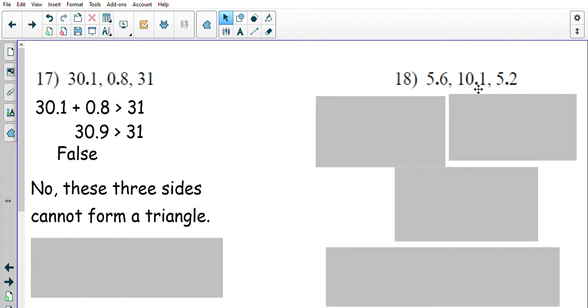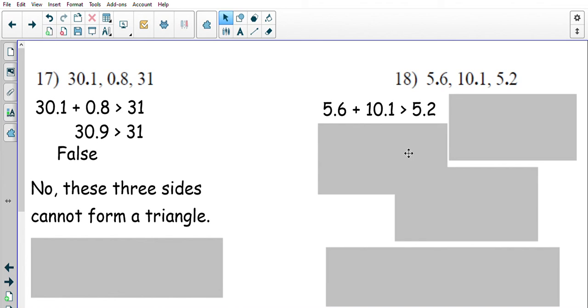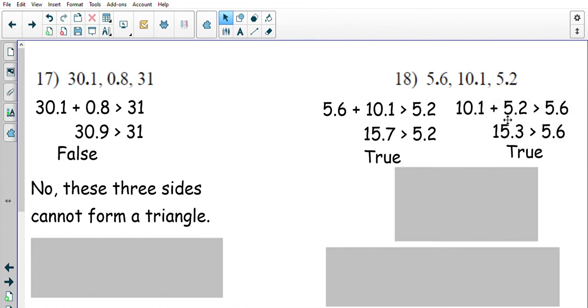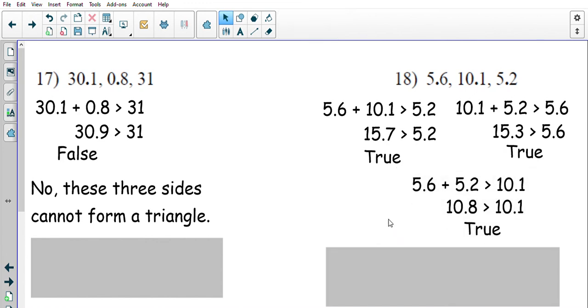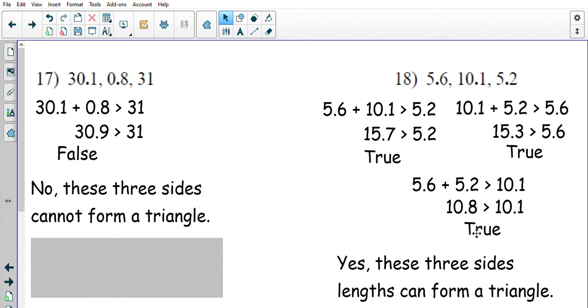I am going to ask that if you're trying to prove that those three side lengths can form a triangle, show all three inequalities. So in number 18, I took 5.6 plus 10.1 is greater than 5.2. That got me 15.7 is greater than 5.2, a true statement. My second one that I chose was 10.1 plus 5.2 is greater than 5.6. That gets me 15.3 is greater than 5.6, also true. And then the last one, which if any of them are going to be false, it would be this one. The two small sides, 5.6 plus 5.2, are greater than 10.1. Yeah, we get 10.8 is greater than 10.1. True statement, which tells us these three side lengths can form a triangle.